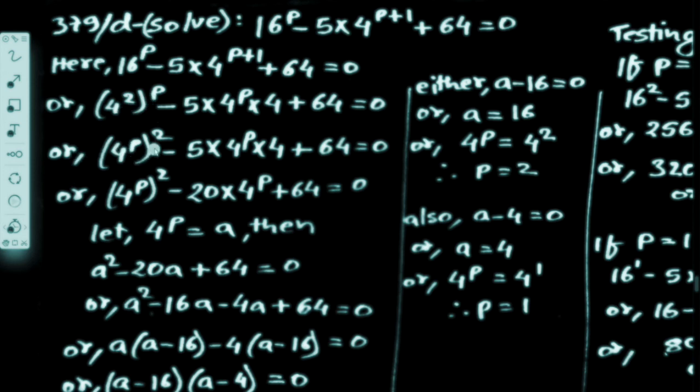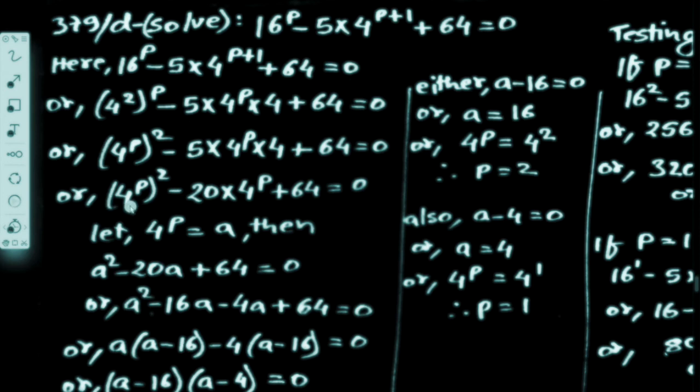Now (4 square)^p becomes (4^p) square, as the p comes down and 2 goes up. So (4^p) square minus 5 into 4^p into 4 plus 64 equals 0.